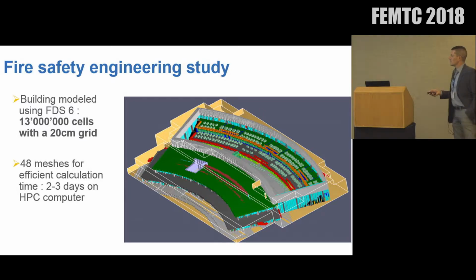That's the model of the building. You can see here in the front part the existing building and the added building in the rear. One of the first errors in the study was that we started with this model to study the problem, and we had a 13 million cells model. We needed 48 meshes to calculate it. It took every time 2 to 3 days on an HPC computer. We started with this model because we could do it.